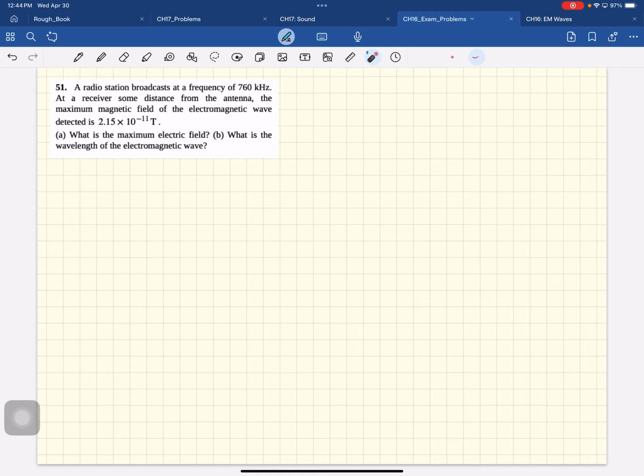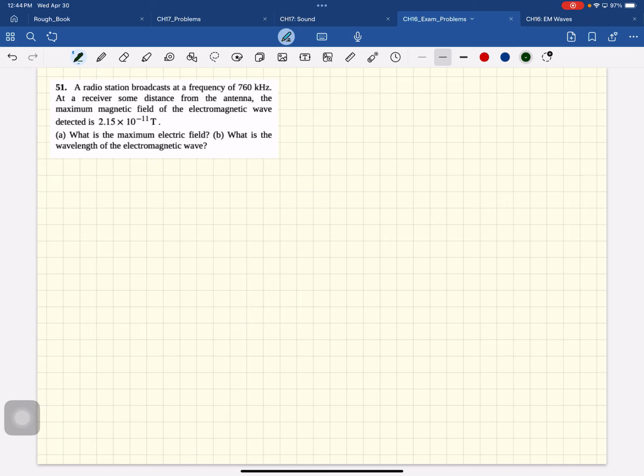What is the Earth's magnetic field? The Earth's magnetic field is about 10 to the minus 4 Tesla. So this is 10 million times weaker than that. But this is an oscillating field. What is the maximum electric field and what is the wavelength of the electromagnetic wave?